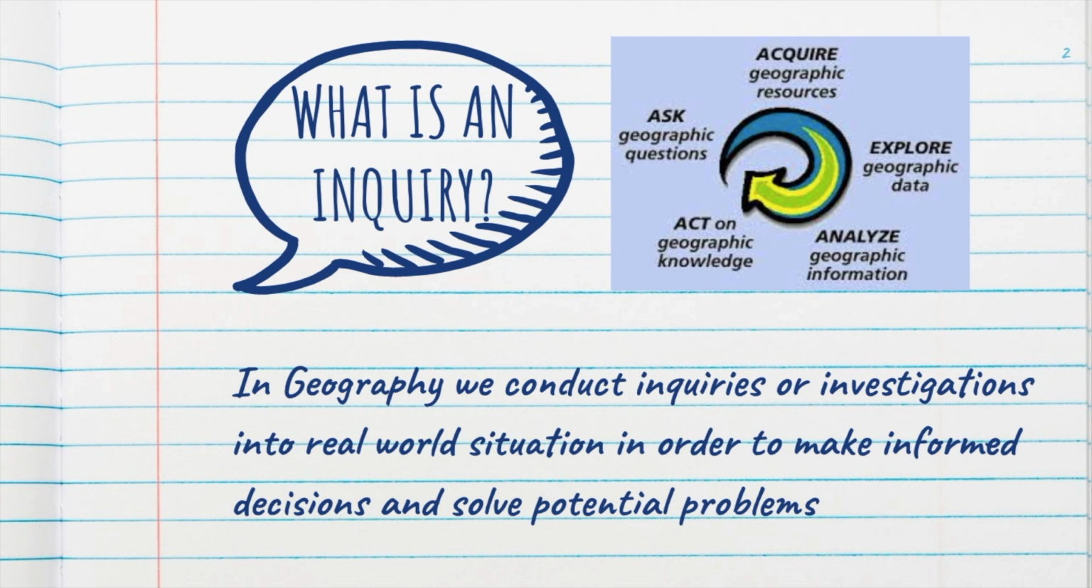The first is we need to ask a question. From those questions, we need to then find sources, or we need to research them in order to hopefully find answers to those questions. We then need to explore and analyze information that is gained from that research. And ultimately, our aim is to act on that knowledge in order to bring about a better world. And that's the aim of geography, is to create a more sustainable and a better functioning world.